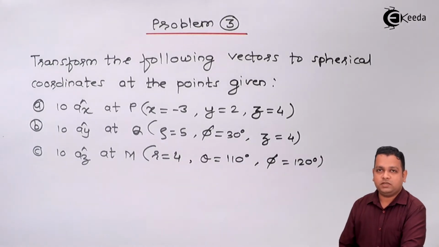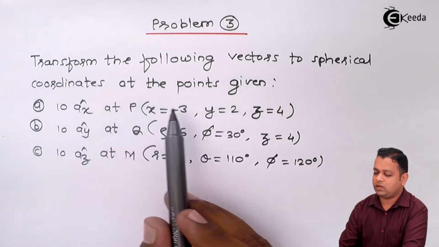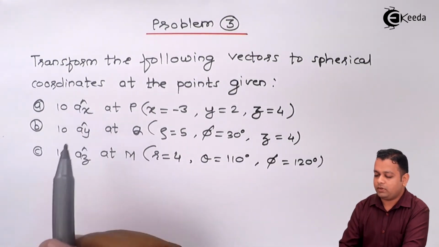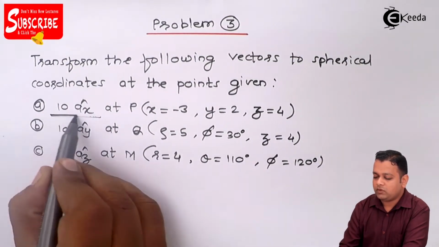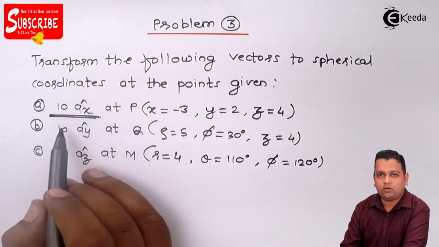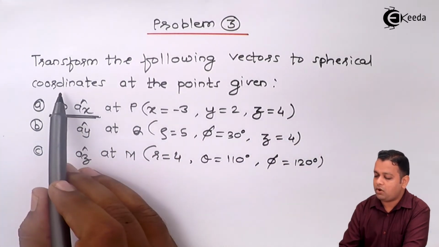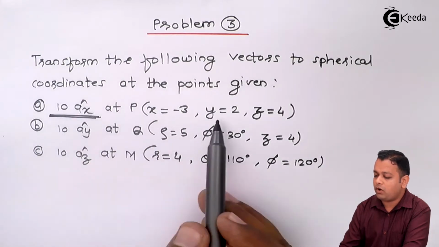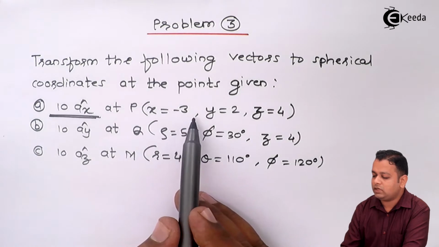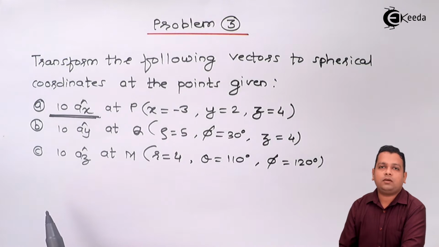The problem statement is transform the following vectors to spherical coordinates at the points given. First one is tan ax cap. So tan ax cap is the vector given to us. So ax cap represents rectangular coordinate system. We are asked to transform this vector into spherical coordinates. Moreover, at the point P, which is given the coordinate values x equal to -3, y equal to 2, z equal to 4.